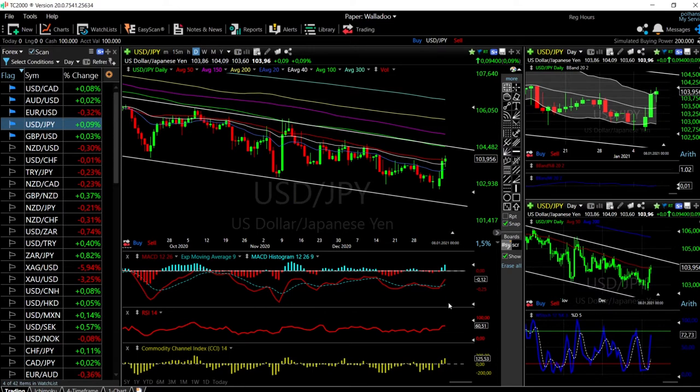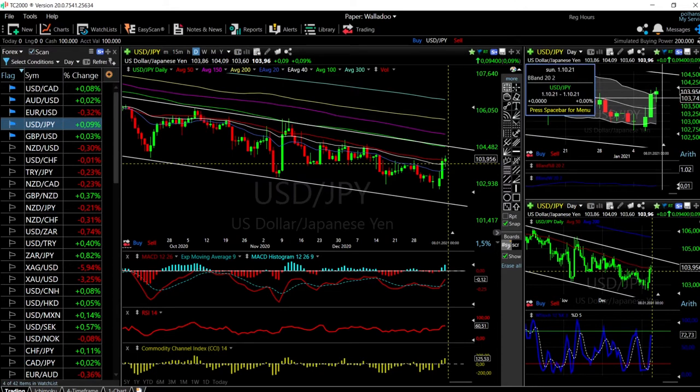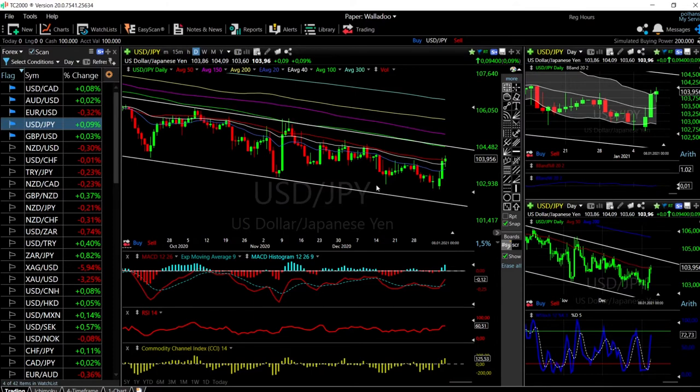So technical indicators for this currency pair are looking very bullish at this point. MACD is bullish, the CCI, RSI, stochastic, but we are outside of the Bollinger Band at this point. So we could see on Monday session this pulling back to the half of this candlestick. That's roughly at 103.735, and then continue upwards. So just keep that in mind.